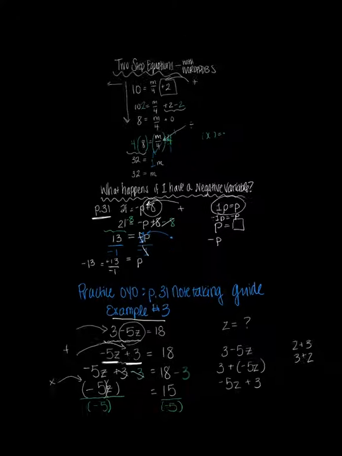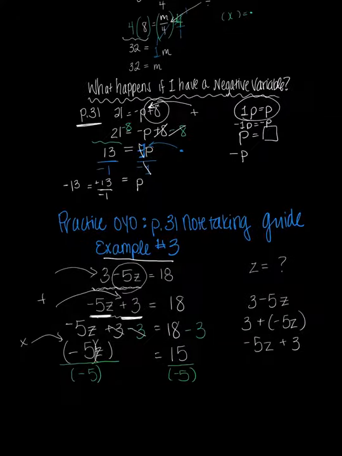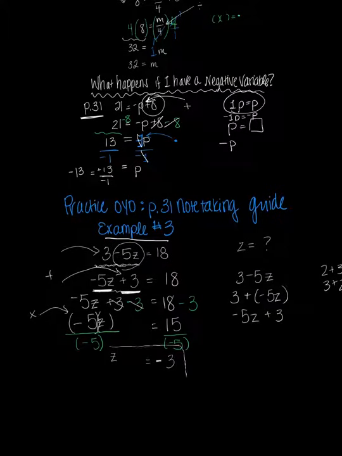And I'm going to end up with z equals positive divided by negative is a negative. 15 divided by 5 is 3. All right, let's just plug this back in and check this. This is my solution. So 3 minus 5z equals 18. And z was negative 3.